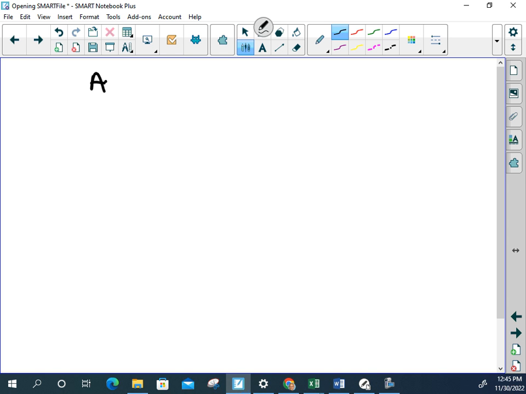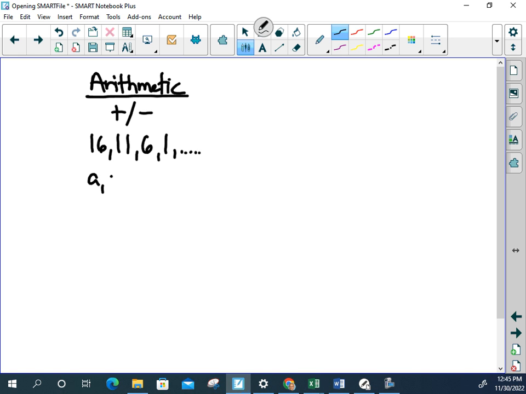If you have an arithmetic sequence, arithmetic means you're either adding or subtracting. So let's do 16, 11, 6, 1, etc. A1 is your first term. To get your common difference, you take your second term minus your first term, which in this case would be 11 minus 16, negative 5.